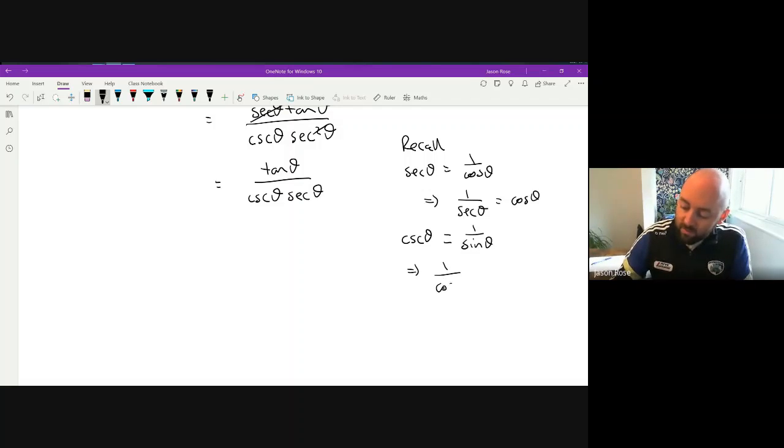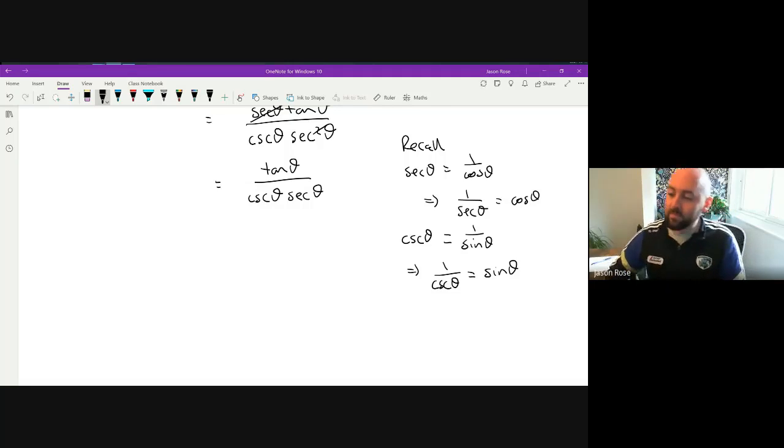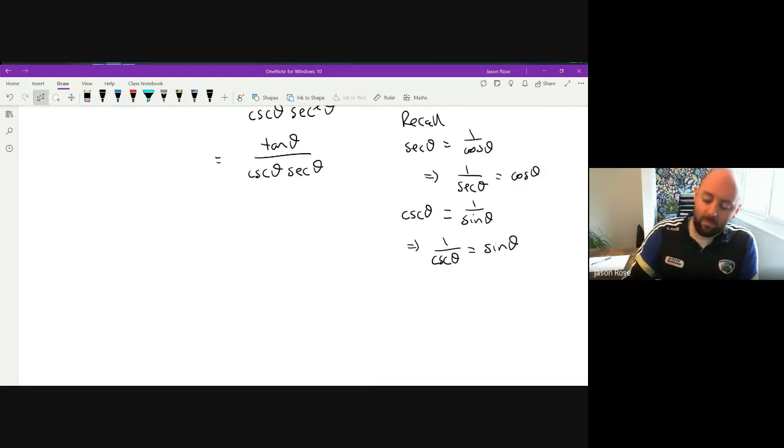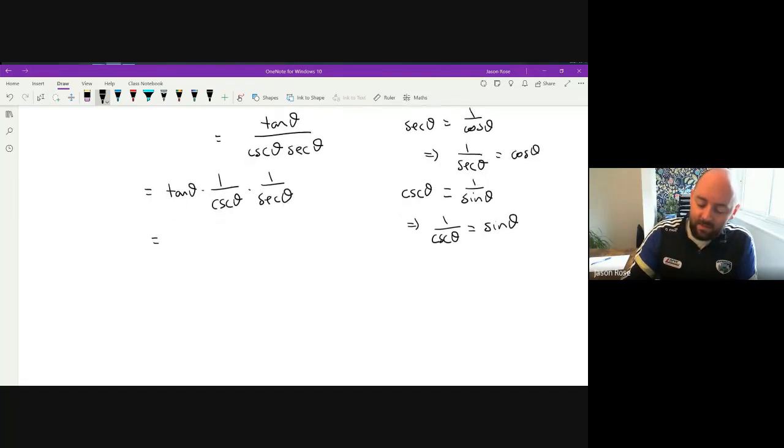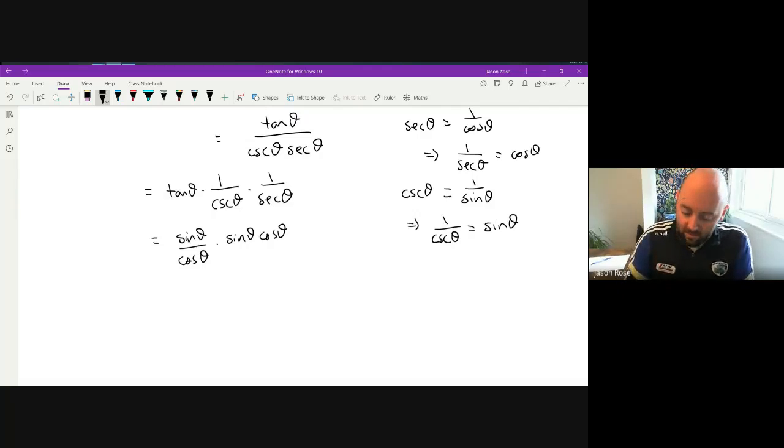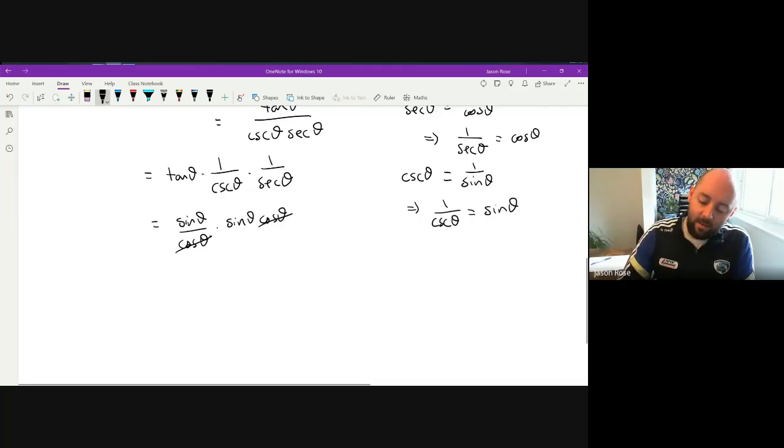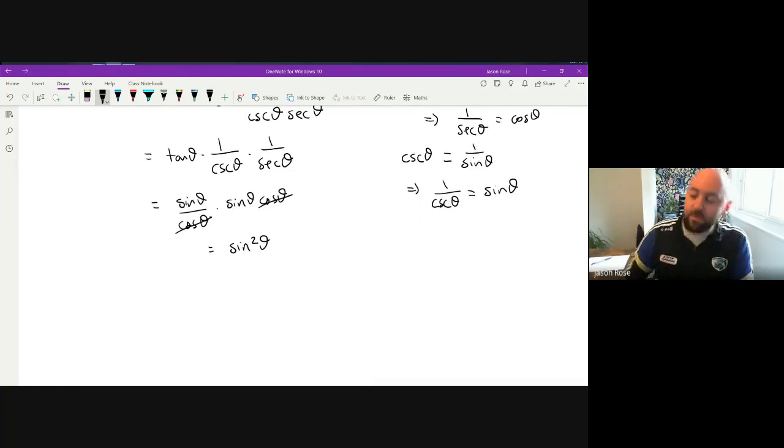Meaning that 1 over cosecant is equal to sine theta. So when I go back here and rearrange a little bit, I'm seeing tan theta multiplied by 1 over cosecant theta multiplied by 1 over secant theta. I'm seeing tan as sine over cosine, 1 over cosecant being equal to sine theta, and 1 over secant being equal to cosine, cancelling the cosines and ending up with sine squared theta.